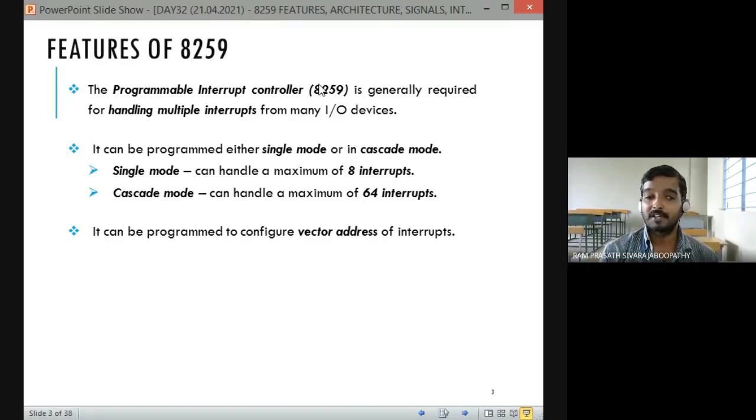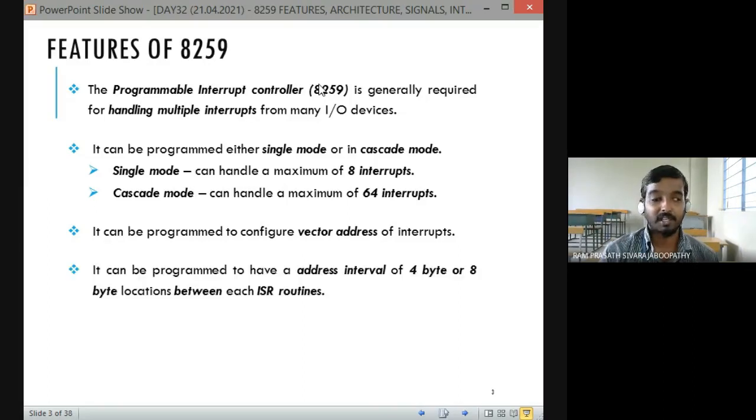With some limitation. That's the point I want to insist on, with some limitation. In the vector address it's not like anything goes. There are some rules, and we have to follow them. Then we have to assign the vector address for the individual interrupts. The byte space between the vector addresses of each interrupt can be either a 4-byte or 8-byte location. I hope you people understand.